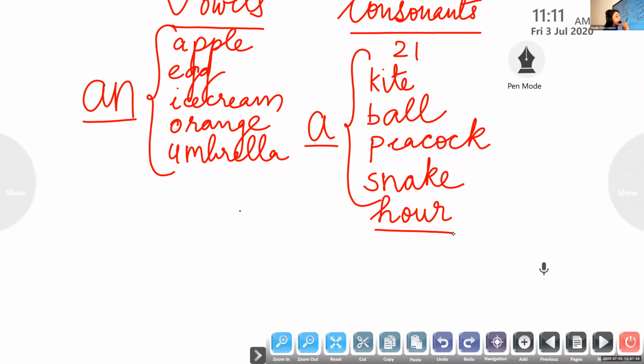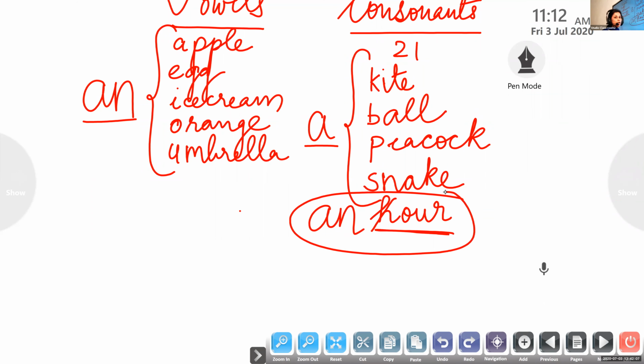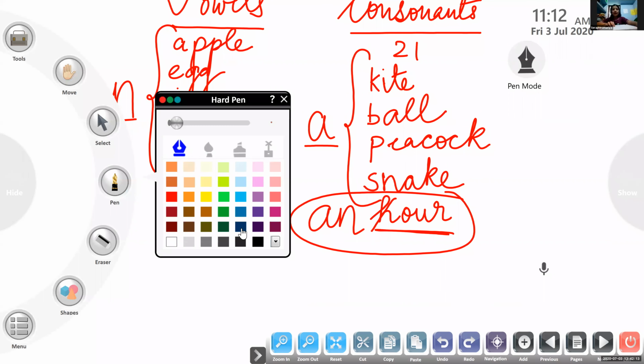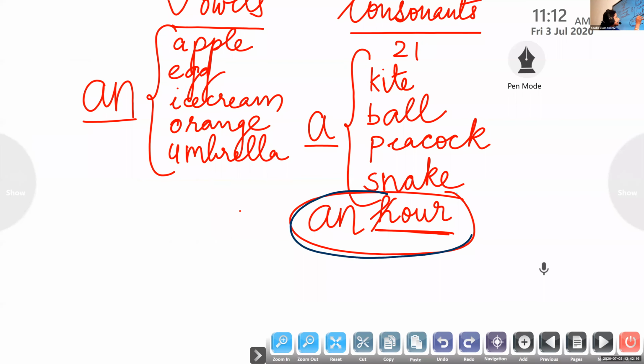Sometimes, if a word starts with a letter H, here you can see the word has started with a consonant H, but here the letter H is silent and it has a vowel sound. So we are not using A, we use an before the word. Have you all understood? This is an exception to this rule.